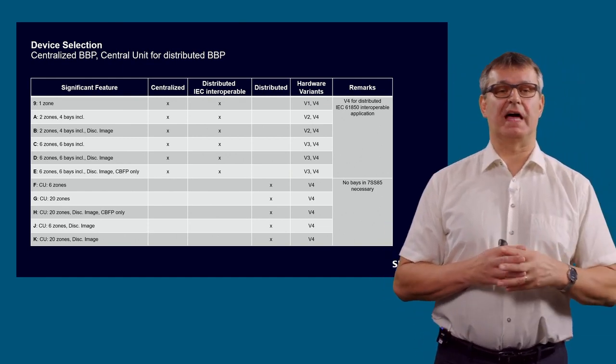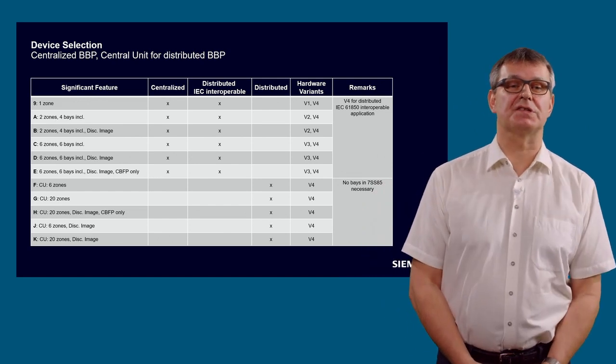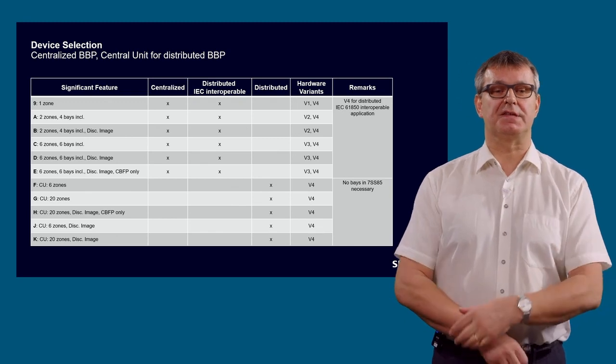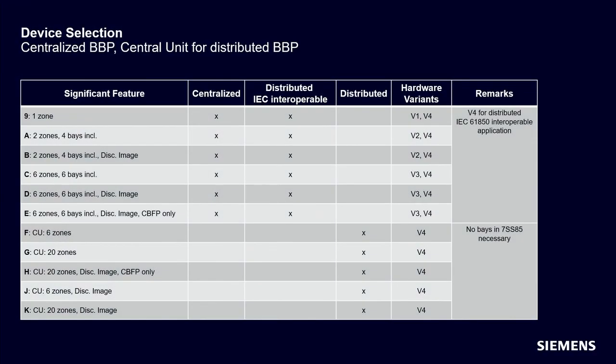And last but not least, we have the significant feature for the fully distributed solution for the 7SS85CU. These are the significant feature F, which is for only 6 zones. Once again, no disconnector image available. And okay, G, the CU for up to 20 zones. Not very common, this issue. Very seldom to have really 20 zones without a double bus bar or triple bus bar. We have once again H, the CU for 20 zones, disconnector image and circuit breaker failure protection only.